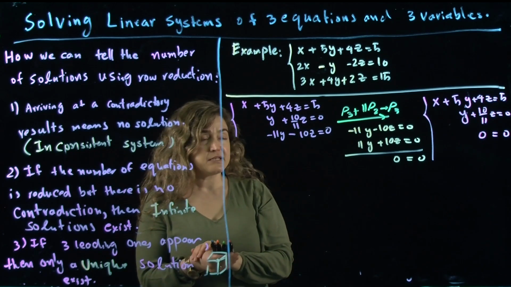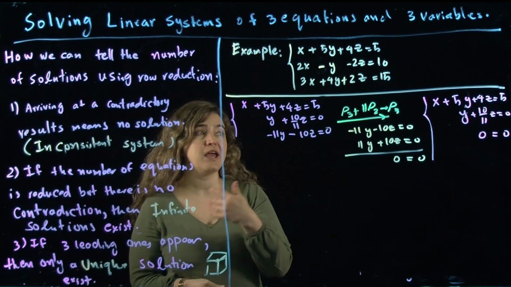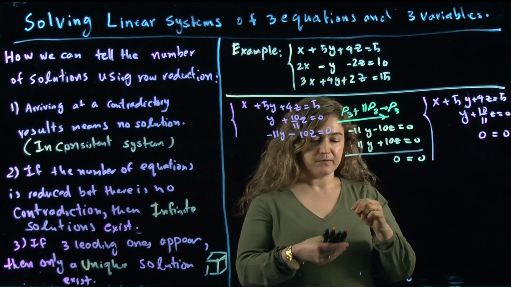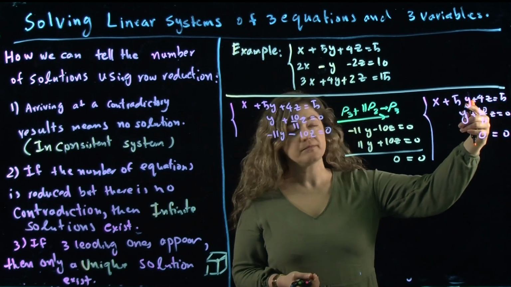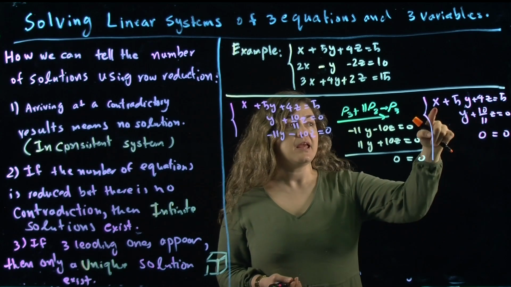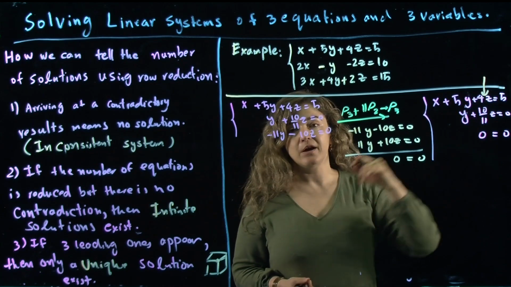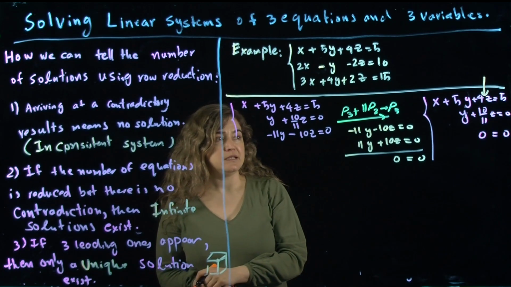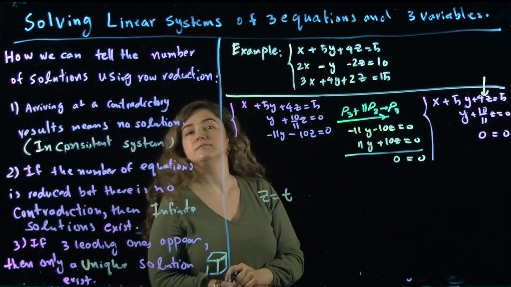The next thing is to choose a parameter to solve for x, y, and z. The best way to choose the parameter is to look at your system. What variable is missing a leading one? X has a leading one, y has a leading one, z does not have a leading one. Assign a parameter to z. Let's say z equal to t.